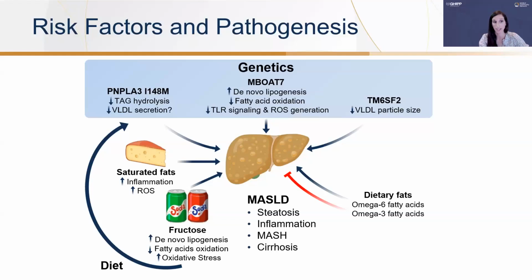So a diet high in saturated fats increases inflammation. A diet high in fructose, like the sodas here, can increase de novo lipogenesis and reduce fatty acid oxidation, and also just increase oxidative stress. And then the omega-3s should be increased in the diet, and a diet high in unsaturated fats. And then omega-6 deficiency should be avoided, but it's not recommended to use supplementation for MASLD.